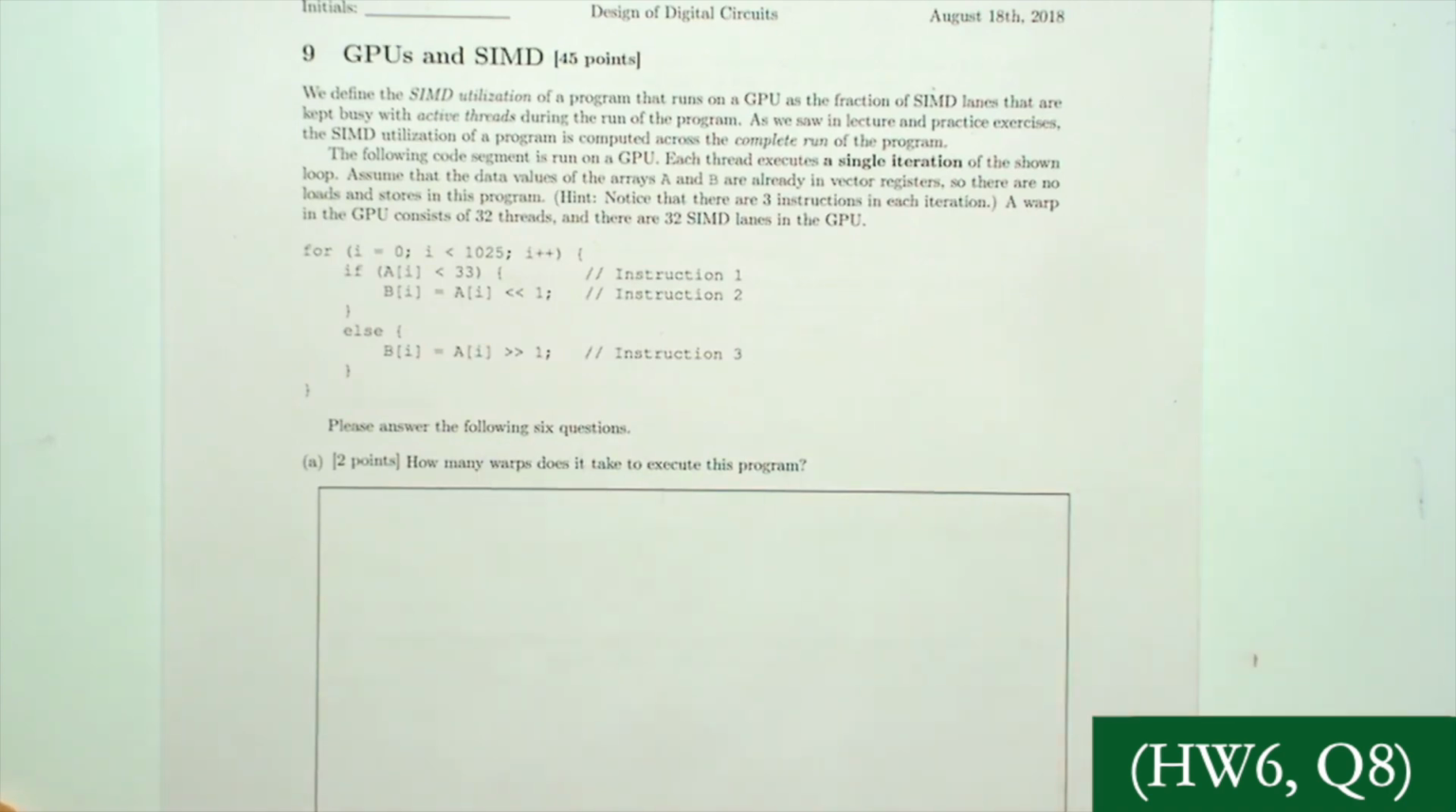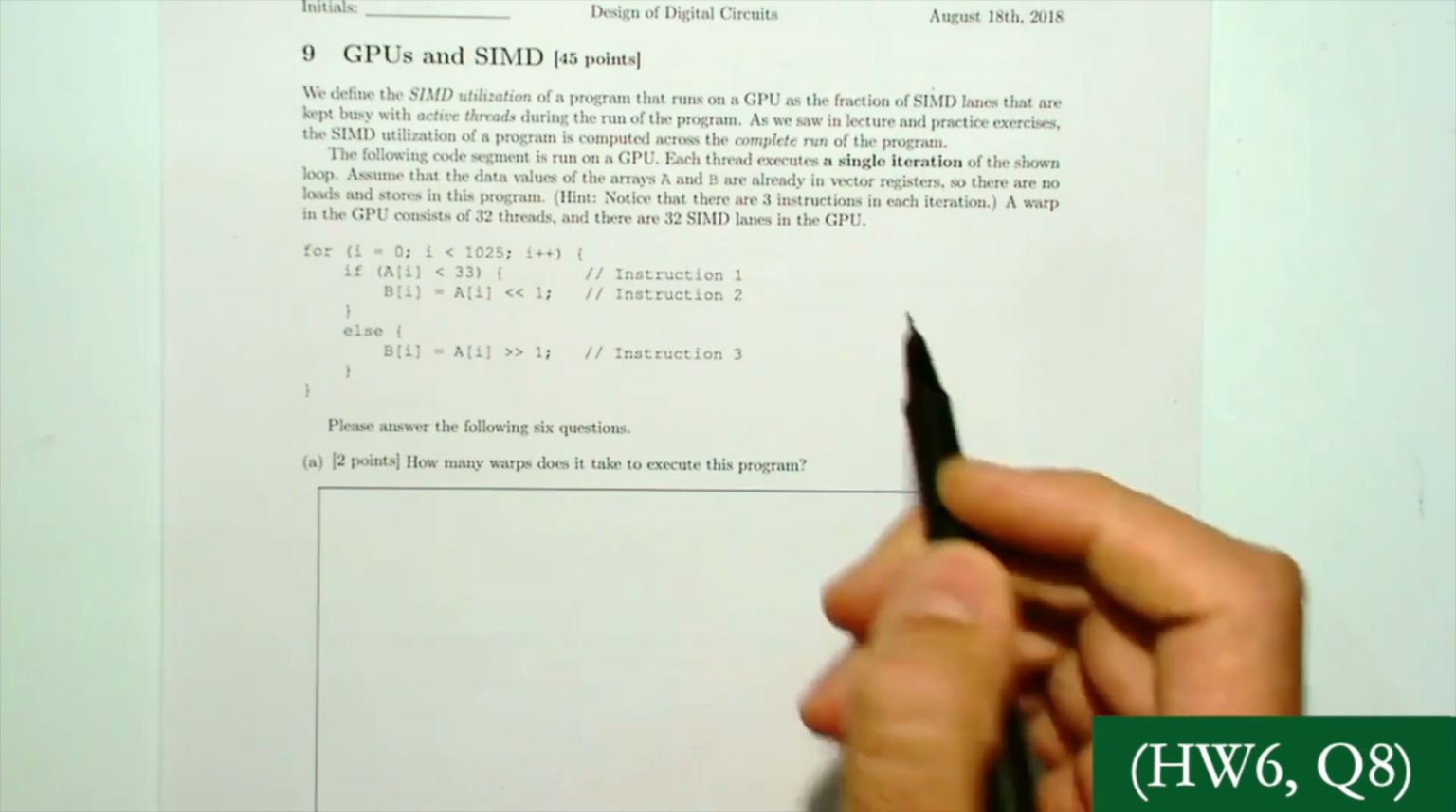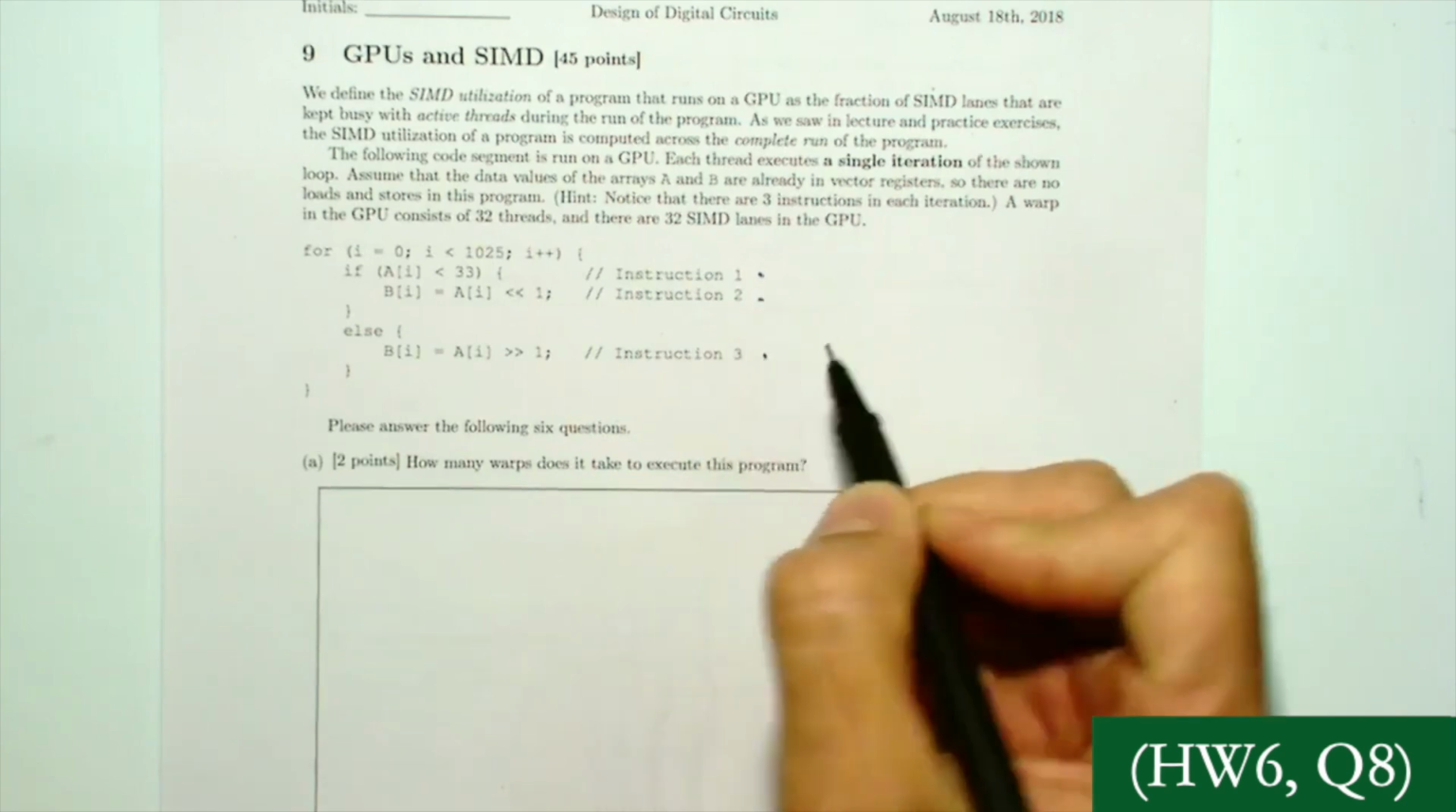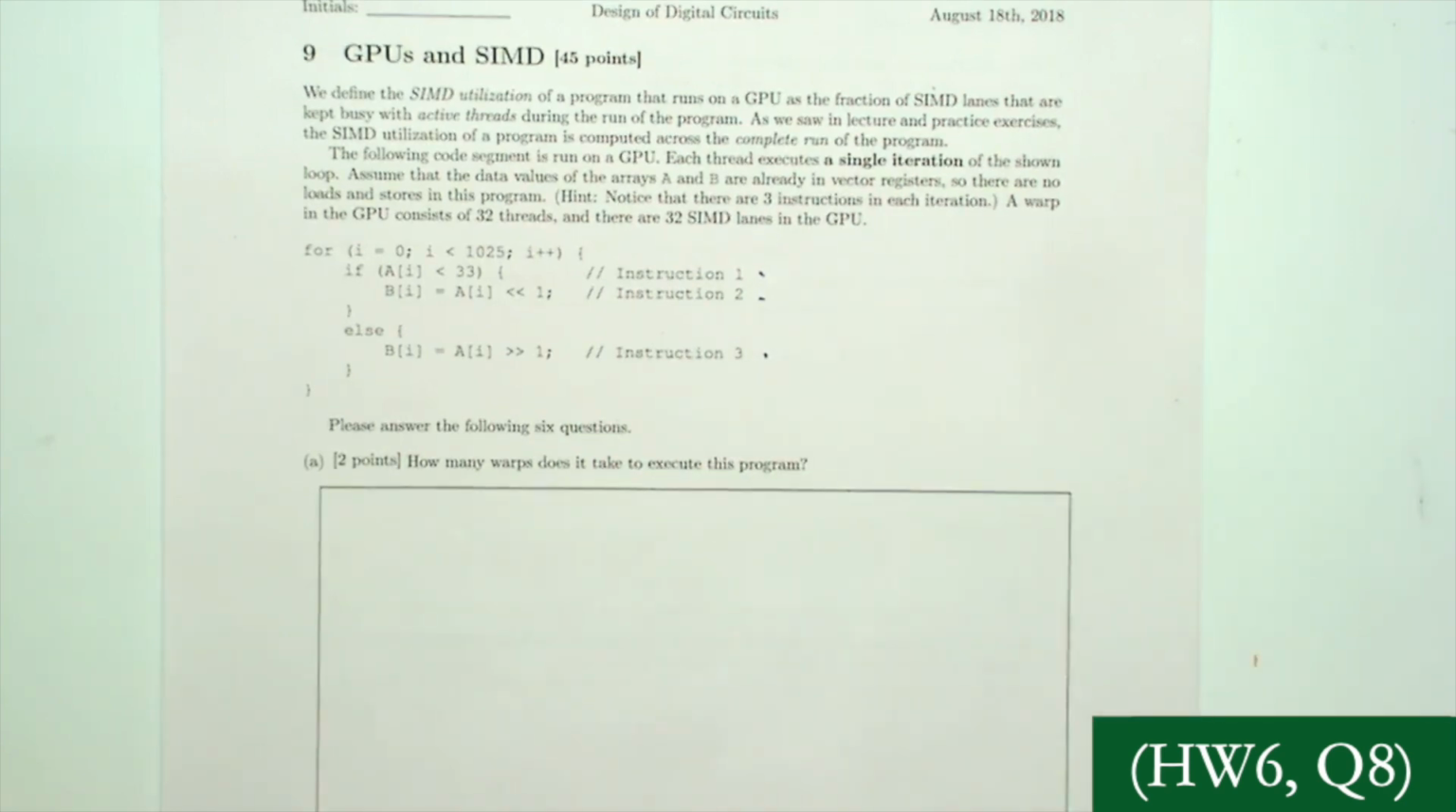Assume that the data values of the arrays A and B are already in vector registers, so there are no loads and stores in this program. Hint, notice that there are 3 instructions in each iteration. They are clearly marked here in the code. A warp in the GPU consists of 32 threads, and there are 32 SIMD lanes in the GPU.